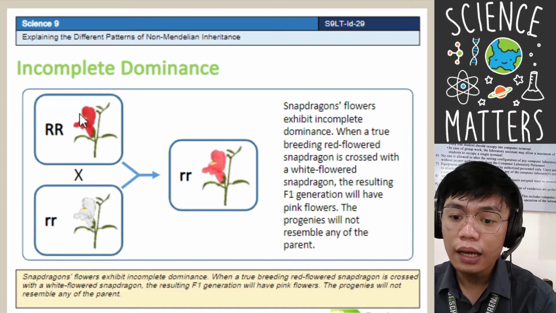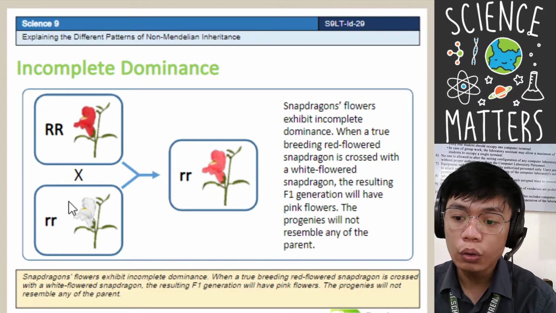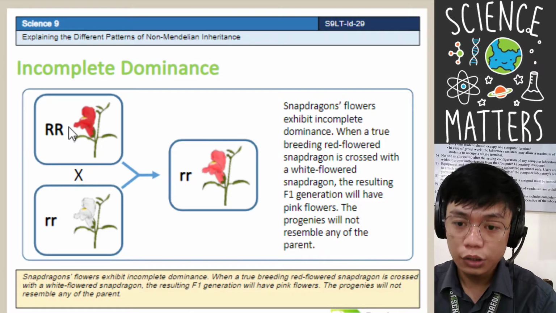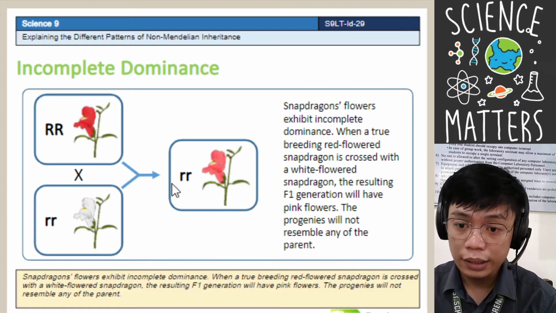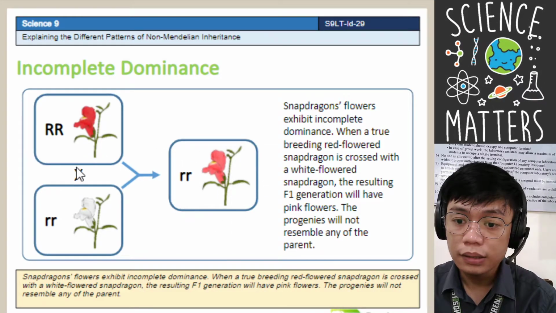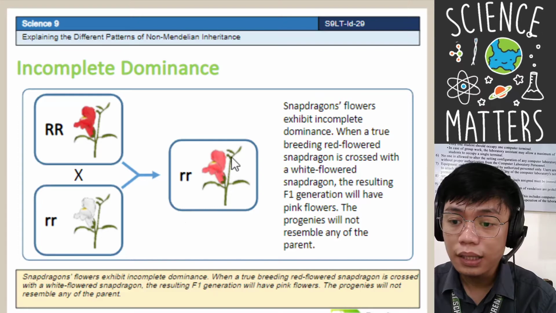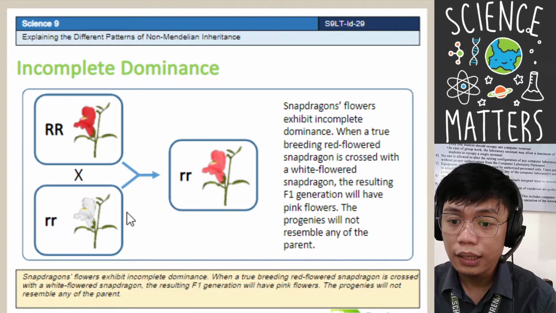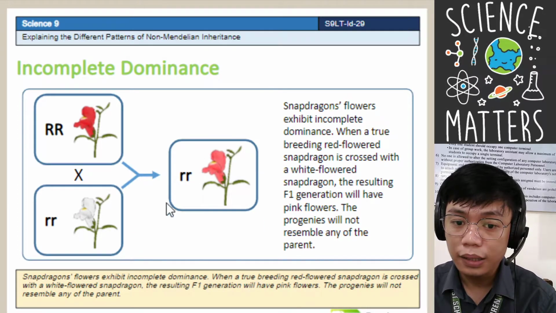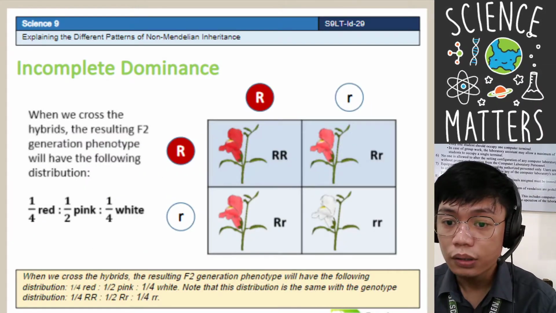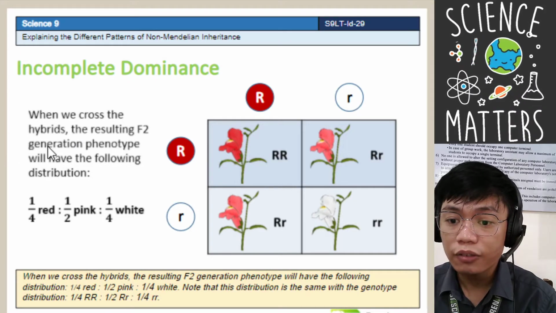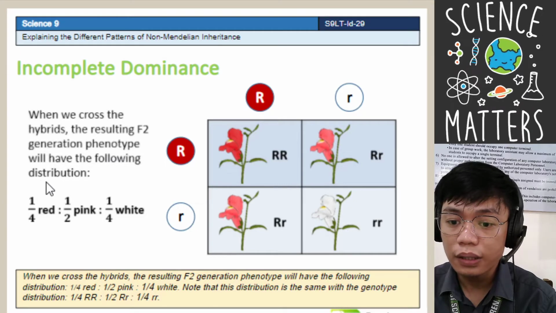So, dito kapag pinag-crossbreed mo yung what do you call this? Yung RR, syempre, ang magiging kahinatnan nito is yung recessive gene. Paano nangyari yon? Okay? So, magiging recessive or magiging pink yung kahinatnan niya kapag red and white ang pinag-combine mo. Okay? So, when we cross the hybrids, the resulting F2 generation phenotype will have the following distribution.